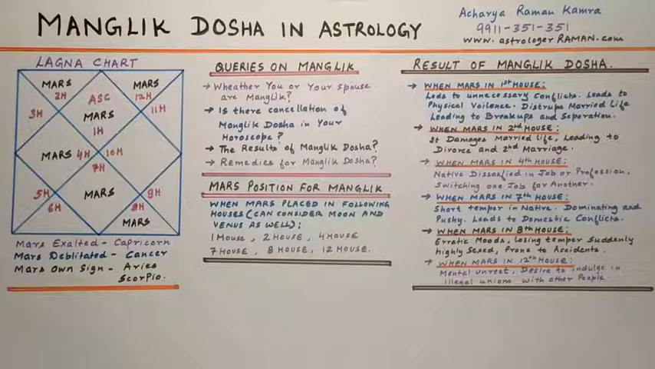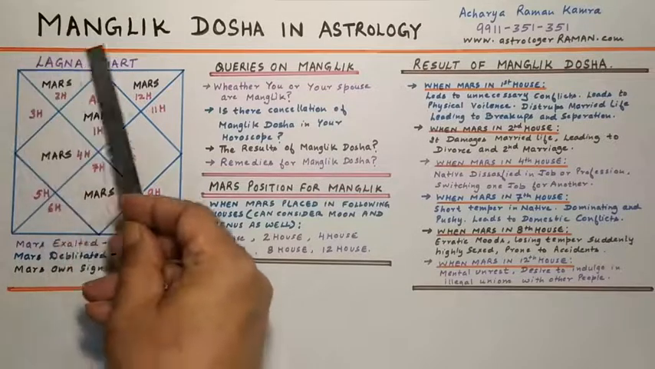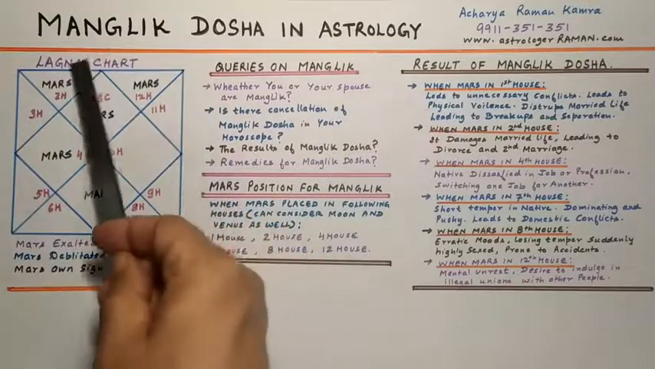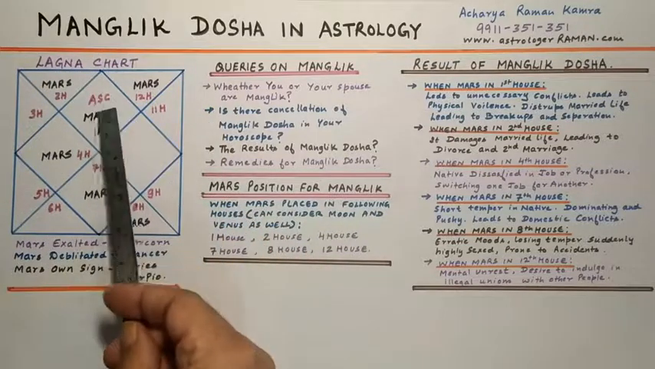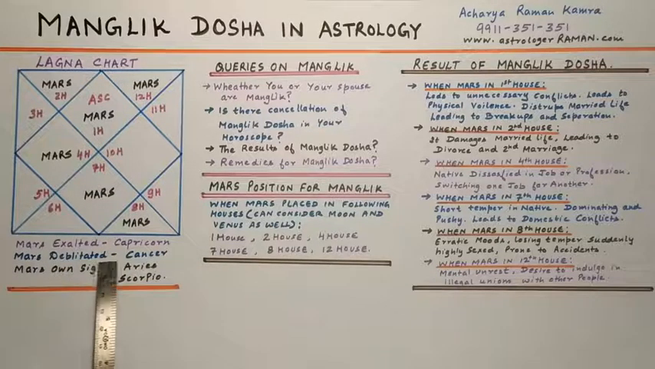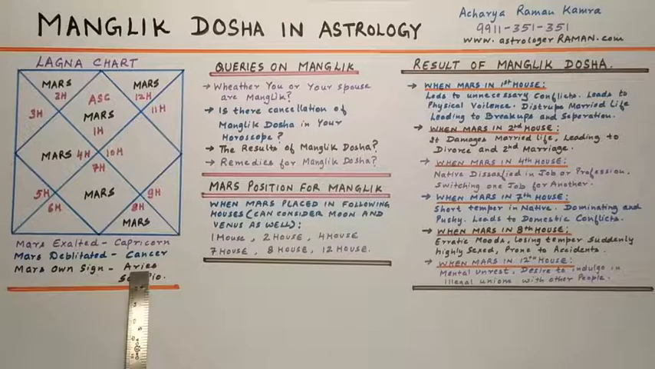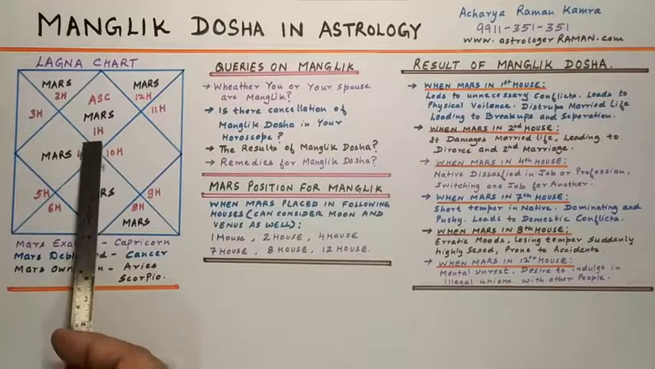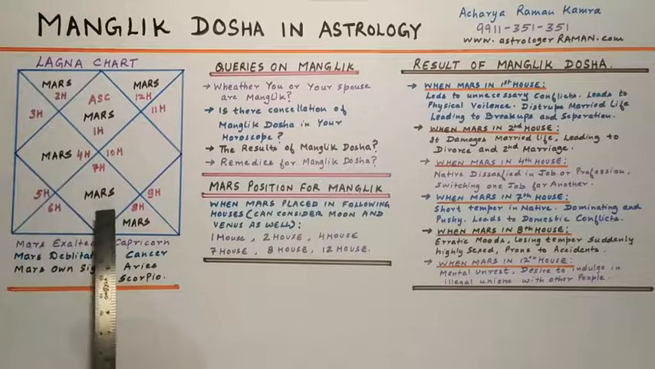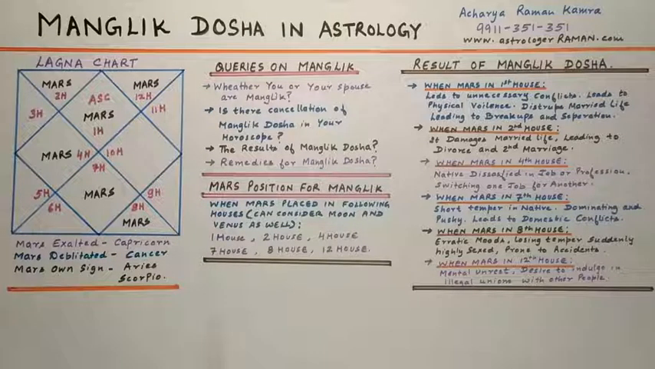So friends, let us start our interesting topic, astrology the easy way, and the topic would be Manglik Dosha in astrology. As you can see the Lagna chart or main birth chart here, the first house is always where the ascendant is written. Mars is exalted in Capricorn, Mars is debilitated in Cancer sign, and own signs of Mars are Aries and Scorpio. Now here you can see Mars is placed in the first house, second house, fourth house, seventh house, eighth house or 12th house. These are the positions where Mars causes Mangal Dosha. We'll learn all about this later on.